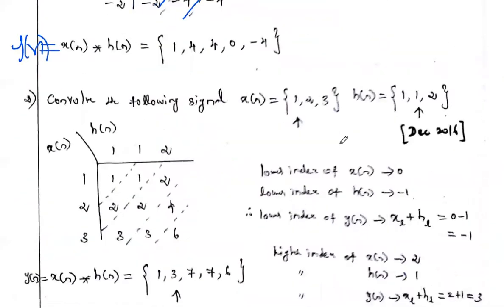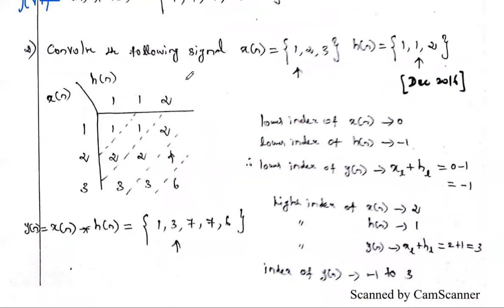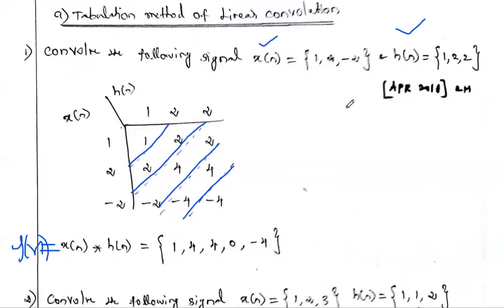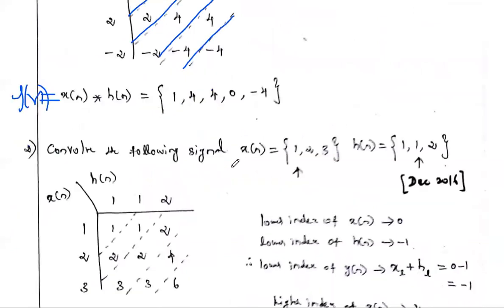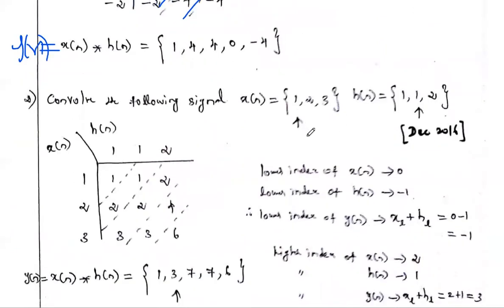So you see the next problem. Convolve the following signals: x of n equal to 1, 2, 3, and h of n equal to 1, 1, 2. What is the difference between this problem and the previous problem? In the previous problem, in x of n and h of n, the arrow is not given. But here in x of n and h of n, an arrow is given. What is the meaning of the arrow in the discrete time notation? This arrow is under the first sample 1. Similarly here in the h of n sequence, this arrow is under this one.